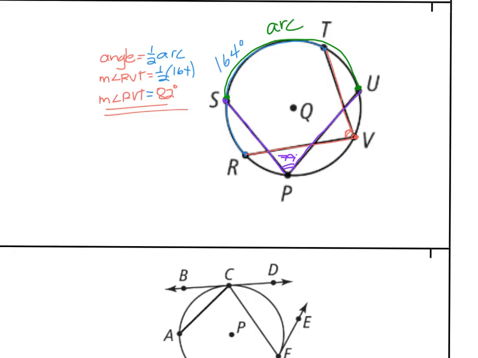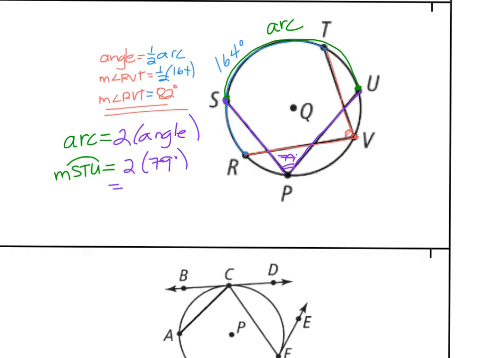So notice the arc intercepts that angle. They kind of connect. By rule, if we want to find the arc but we know the angle, we just do the opposite operation. The arc is 2 times the angle measure. So instead of taking 1/2, we're going to double it. That's it. That's all we have to do. Now our arc, remember to write it out with those 3 letters, STU, with an arc symbol above it. Let's get that notation down. We're going to double our angle, which is 79 degrees. So what's 79 times 2? 158.